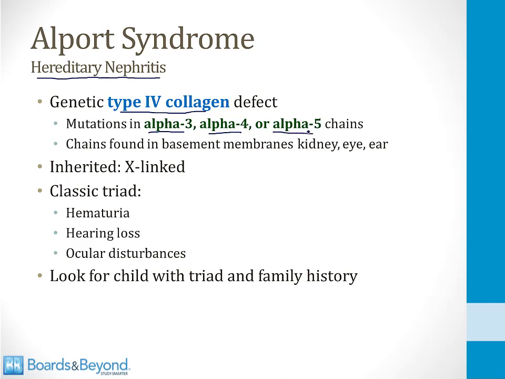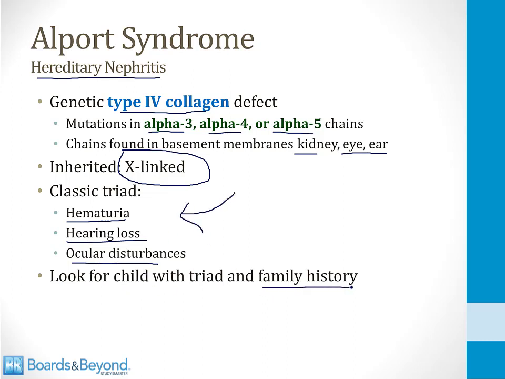And those chains are found in the basement membranes of the kidney, but also in the eyes and in the ear. For this reason, children with Alport syndrome have a classic triad of hematuria from nephritis, as well as hearing loss and ocular disturbances. These are X-linked disorders, so they more commonly occur in boys, and the way you want to recognize these in a board question is by looking for a male child who has this triad of symptoms and a family history of these types of problems. The question will likely ask you about the type 4 collagen involvement and the alpha chains. And that concludes our module on nephritic syndrome.